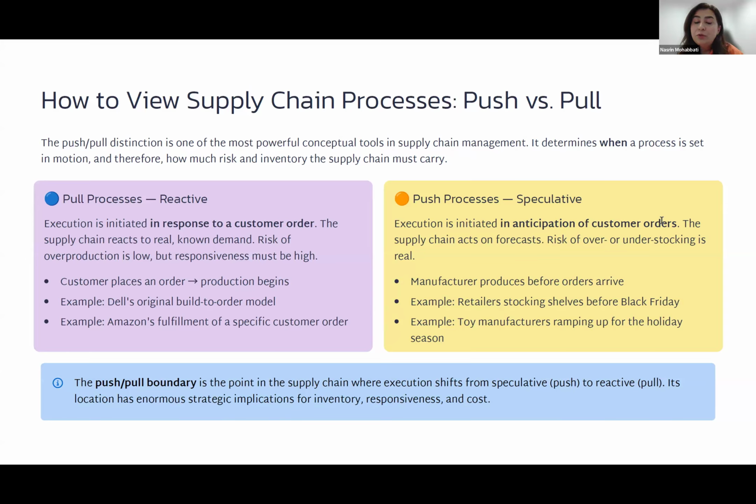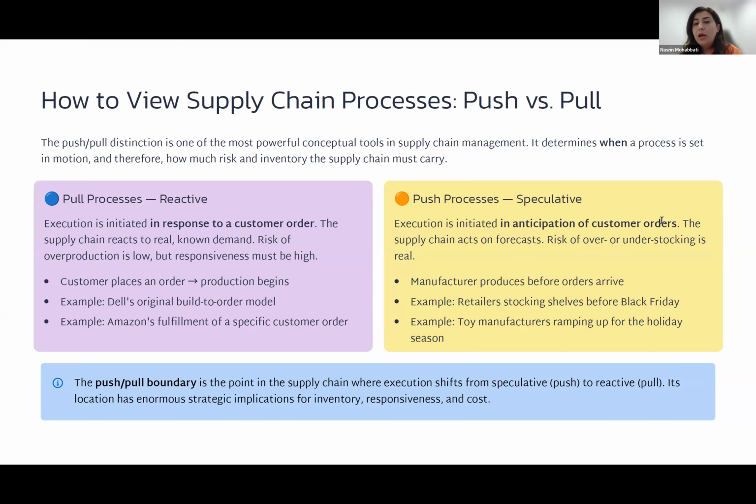On the other hand, we have push processes. These are more in anticipation of customer orders. Again, Nike has push processes as well because their general sneakers are manufactured in many different colors and forms and ready for the customers to come and purchase from retail stores. So the ones that are not necessarily customizable.